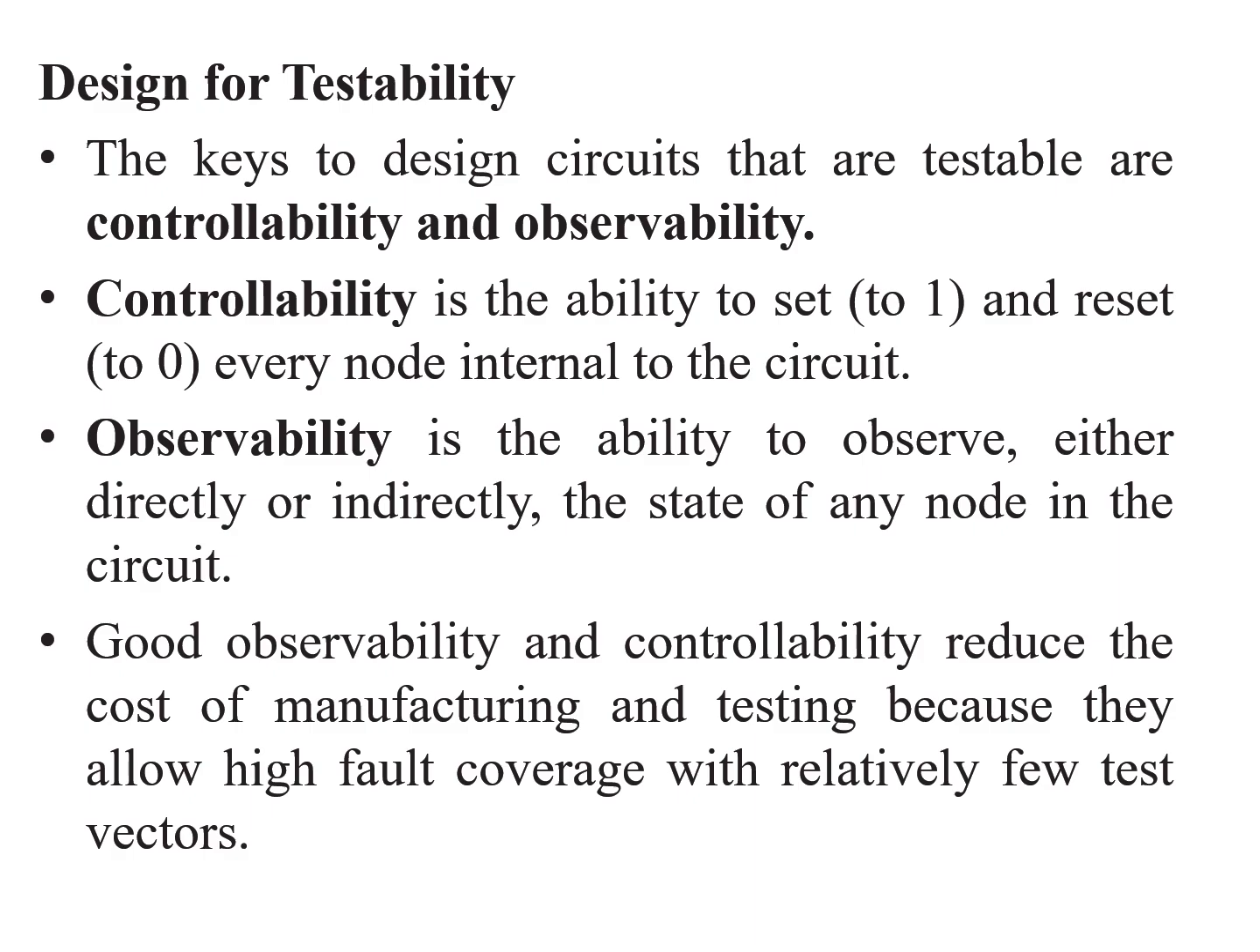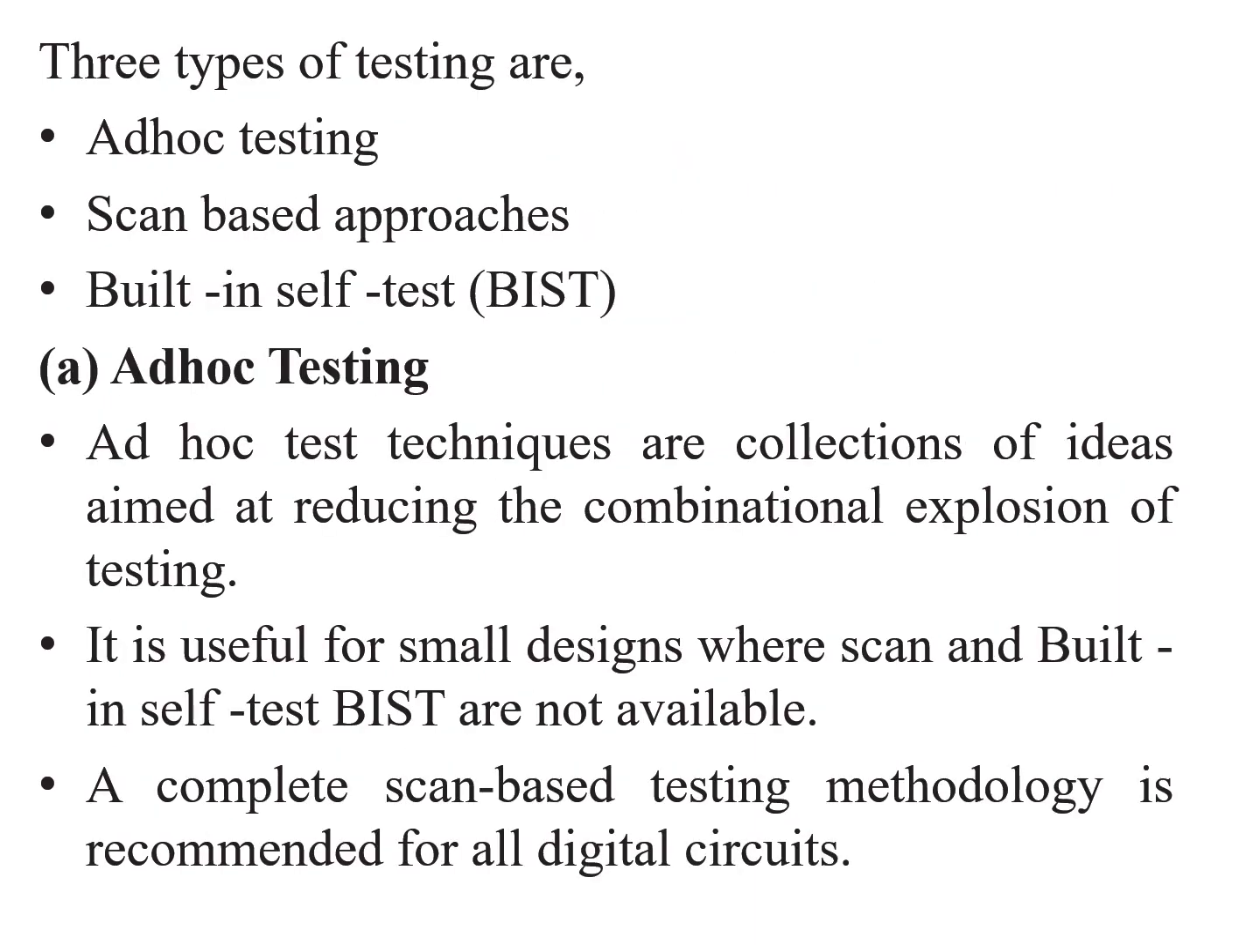The keys to design circuits that are testable are controllability and observability. Controllability is the ability to either set and reset every node internal to the circuit. Observability is the ability to observe either directly or indirectly the state of any node in the circuit. Good observability and controllability reduce the cost of manufacturing as well as testing because they allow high fault coverage with relatively few test vectors. Three types of testing available are ad hoc testing, scan-based approaches as well as built-in self-test.